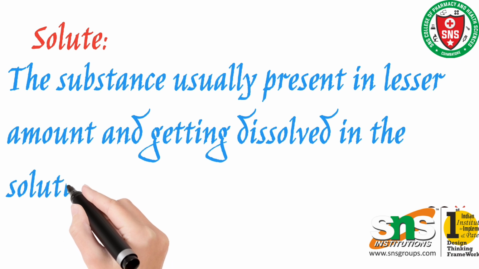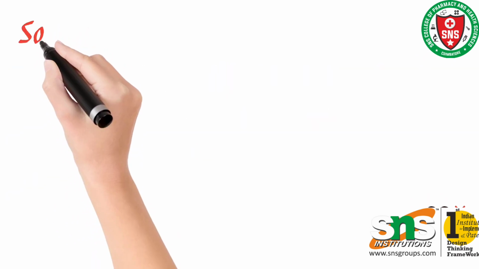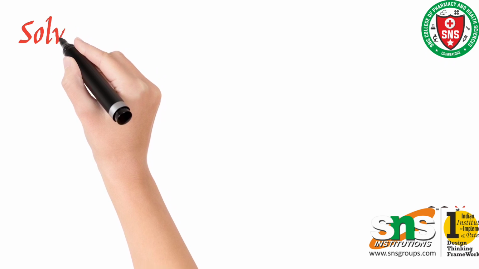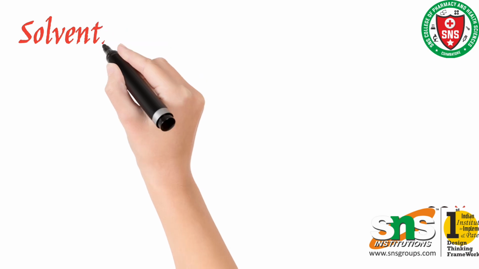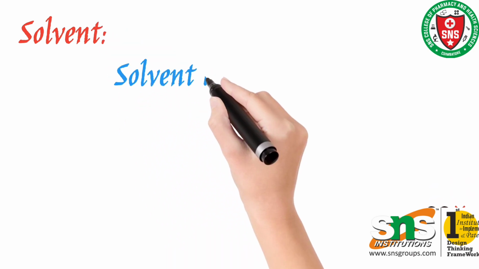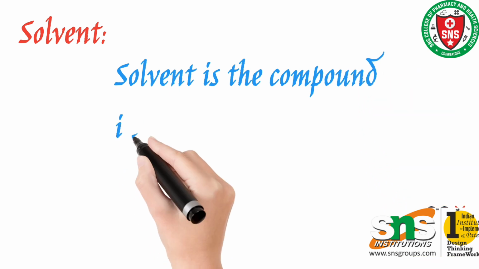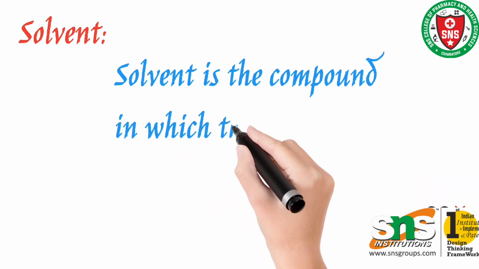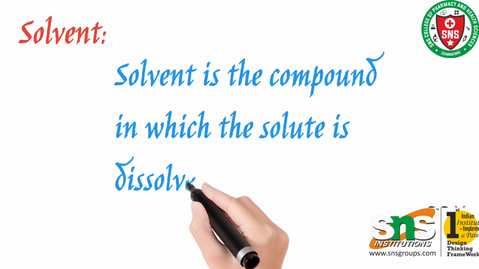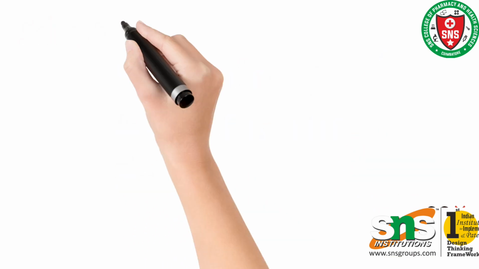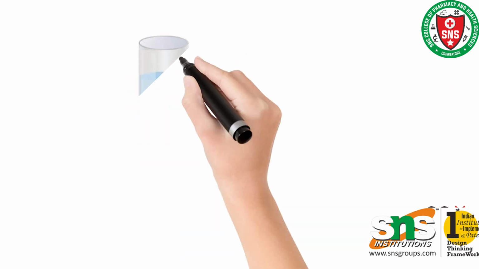So now, what is a solvent? Solvent is the compound in which the solute is getting dissolved. As I said earlier, in a sugar and water solution, sugar acts as the solute and water acts as the solvent. That is, sugar dissolved in the water, solute dissolved in the solvent. That is the explanation. And next, we have two types of solutions, that is saturated solution and unsaturated solution.